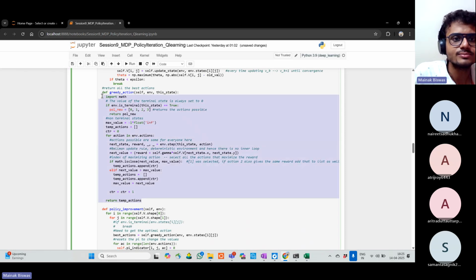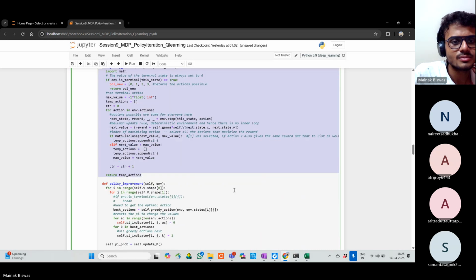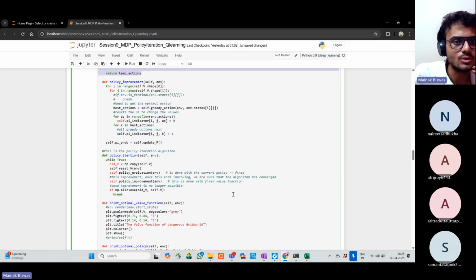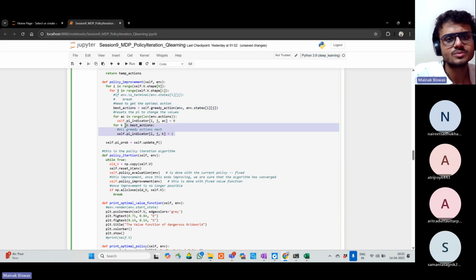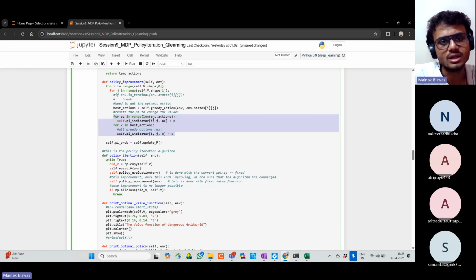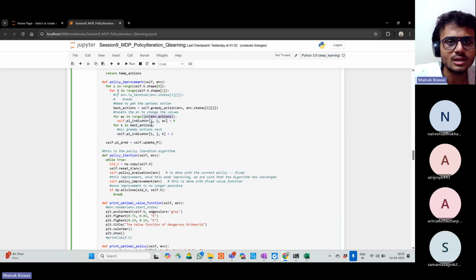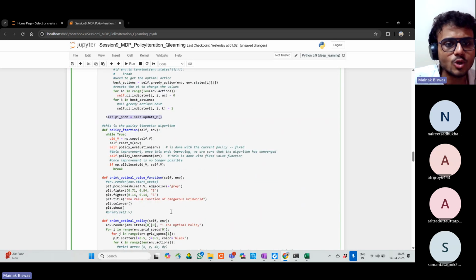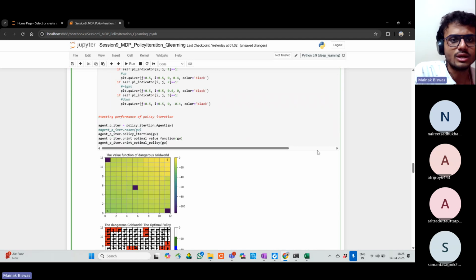Is this clear to everybody? I'll wait for a moment or two. If you have any doubts, please ask. So I select the best actions and I make the probability of all those actions equal in this equation. For all the possible actions, if they are in the best action set, I make them 1 and then normalize them by k, the number of best actions. So this is what I keep doing. And then let us see how it works.